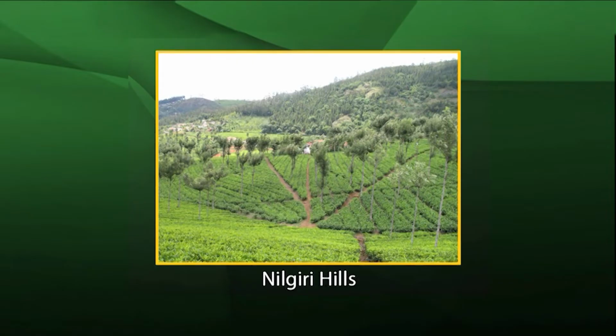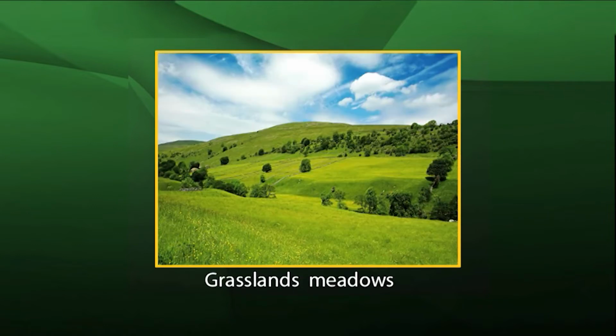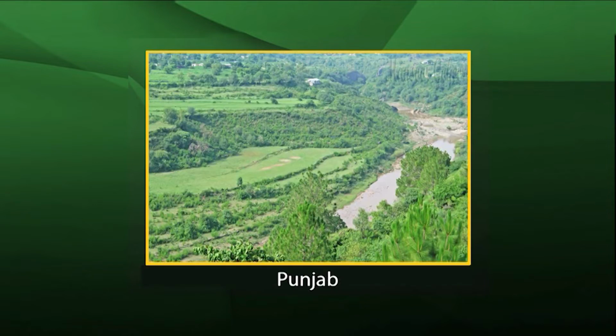On the Nilgiris in South India, the grasslands, meadows, are maintained by frost factor, which kills the tree seedlings when they reach the upper reaches of hilltops into the meadows. In Punjab, the grasslands are mostly cleared up for agriculture purposes. Kashmir scenario.